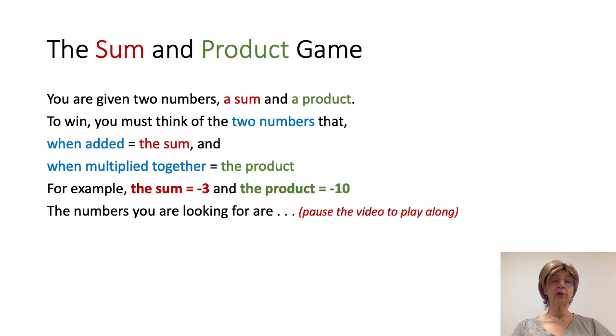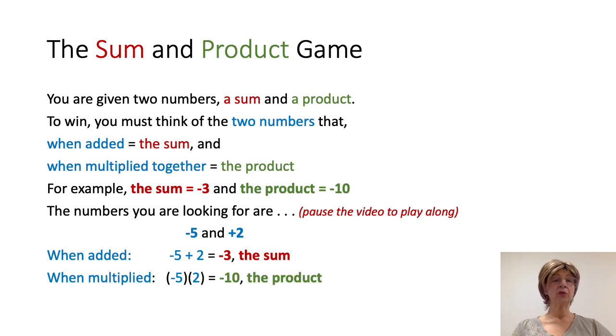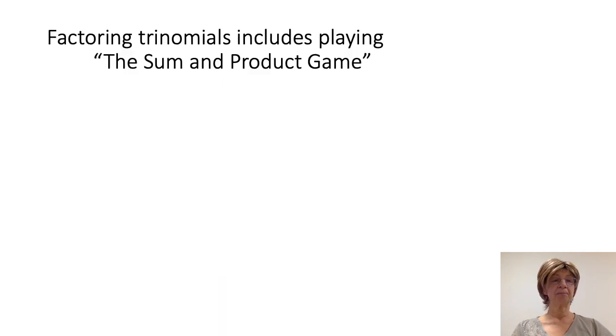The numbers you are looking for are, go ahead and pause if you want to play along, -5 and +2. When added, -5 plus 2 equals -3, which is the sum. When multiplied, -5 times 2 equals -10, the product. Factoring trinomials includes playing the sum and product game.